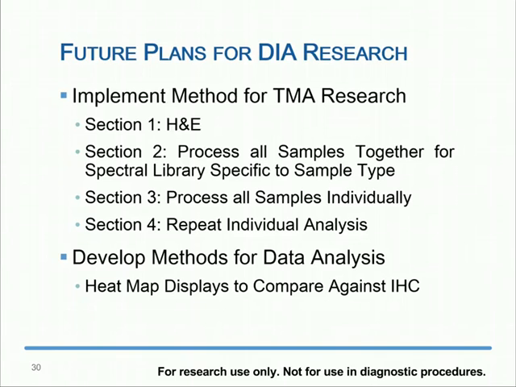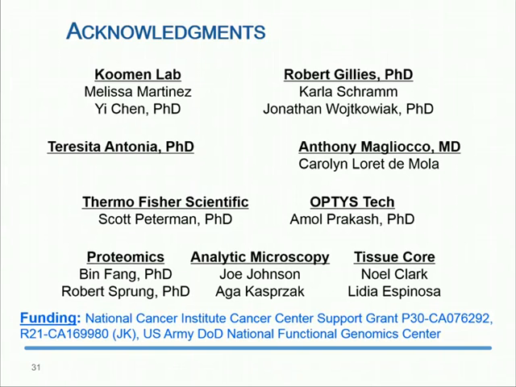And so what we're also working on in parallel is developing methods for the data analysis, and a lot of the initial work is going to be in generating heat map displays for each protein that could be compared against immunohistochemistry. So you could look at the depth of the staining and also look at the score that you have from the signal in the mass spec.